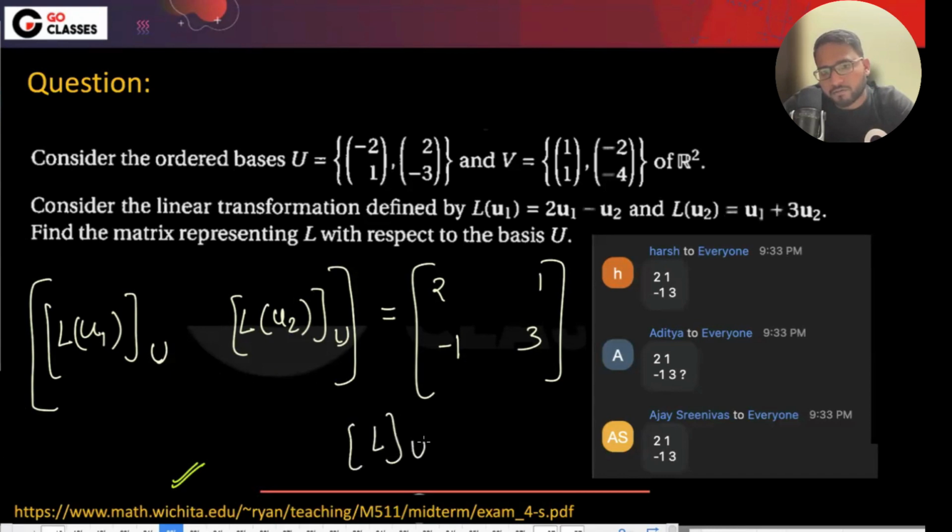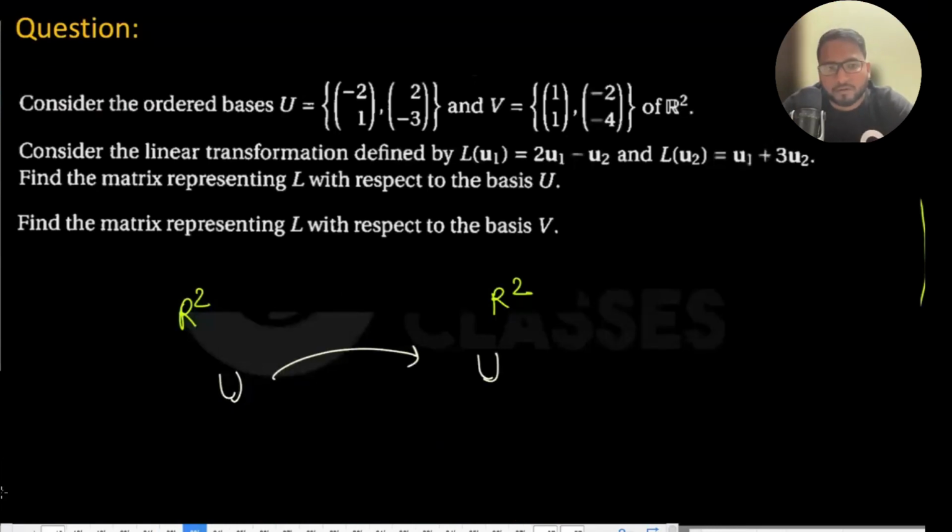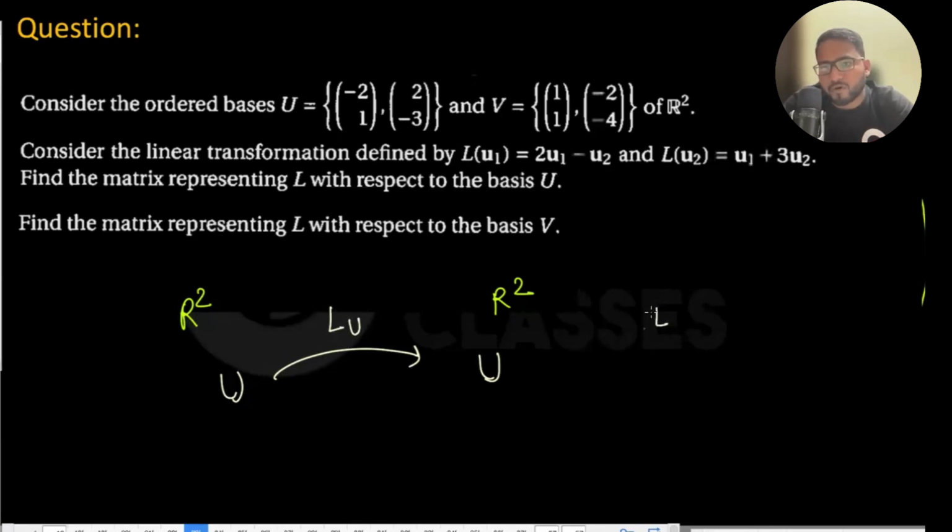Maybe I can call it like this, so let's take it LU. Is this fine? That LU you have just computed. What is this LU? It is 2 minus 1, 1 and 3. That is what we have just computed. But they are not interested in this.